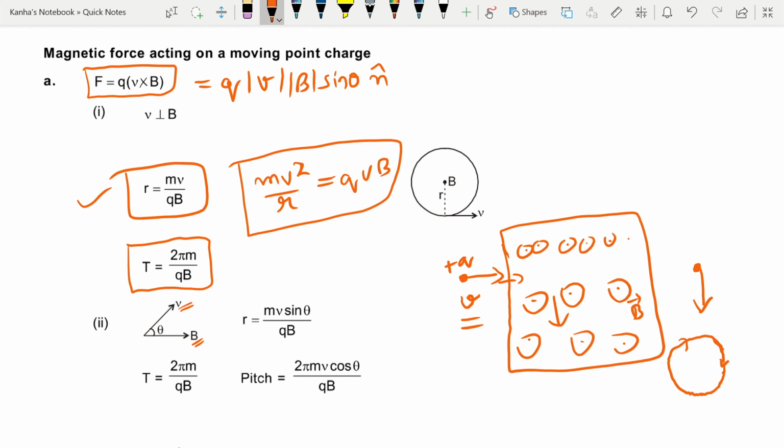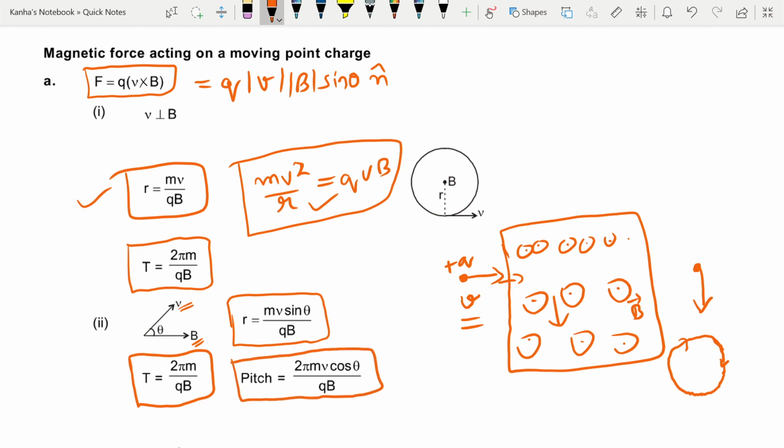Note one more thing, that if my velocity vector and the B vector are not at an angle of 90 degrees, then there will be two components. There will be an x component and a y component. So my radius will become mv sine theta by qB using the same form. But this time my centripetal force will include a sine theta component, and similarly my T will be given by 2 pi m by qB, that will not change. But there is something known as the pitch.